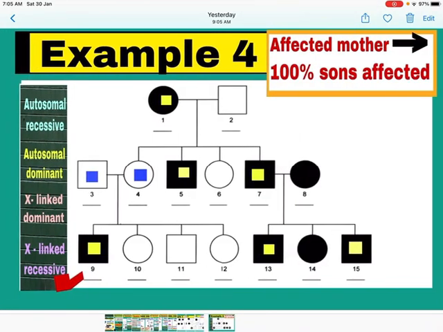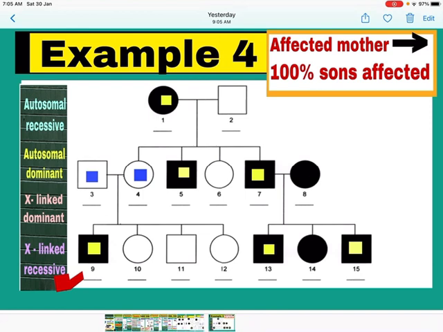Come to next example number 4. See the pedigree. It is very clear and very prominent here that there are more affected males. Out of 6 affected children, 5, 7, 9, 13, 14, 15, 5 are sons. So it is sex linked. And now check for important clue. Affected mother number 1 has all her sons number 5 and number 7 affected. So this is rule number 2 for X-linked recessive disorder. So the answer is X-linked recessive.